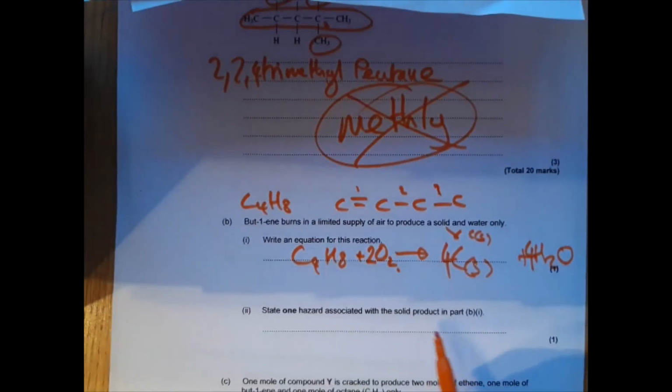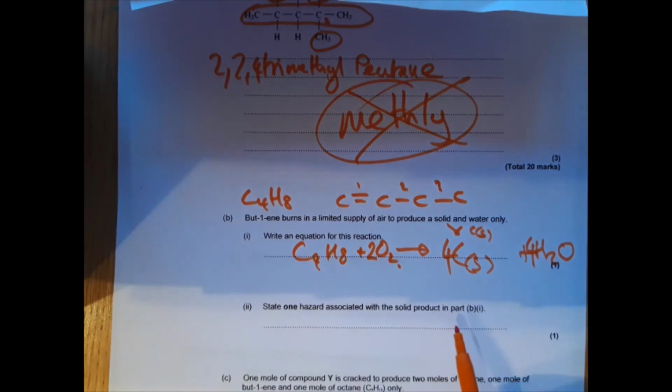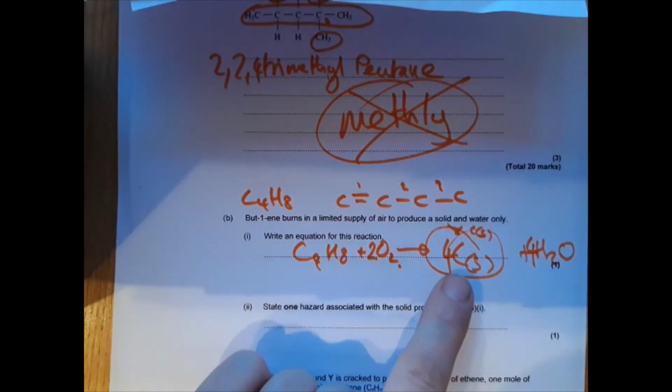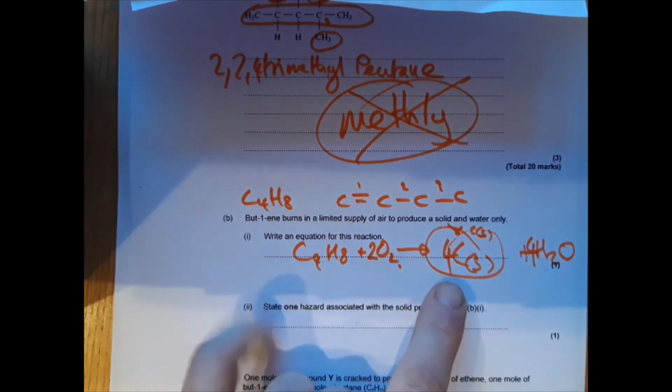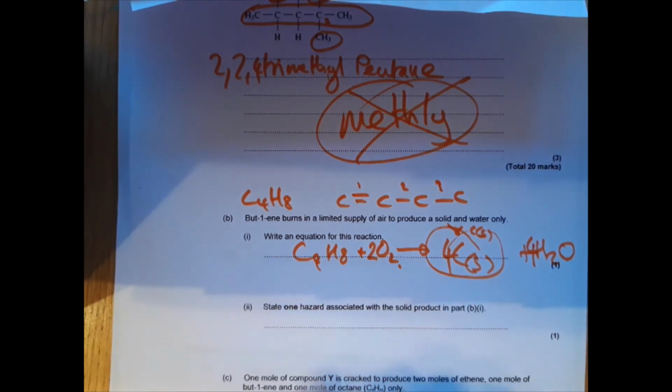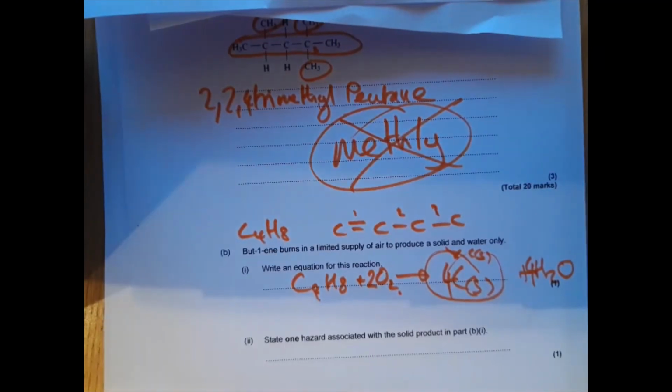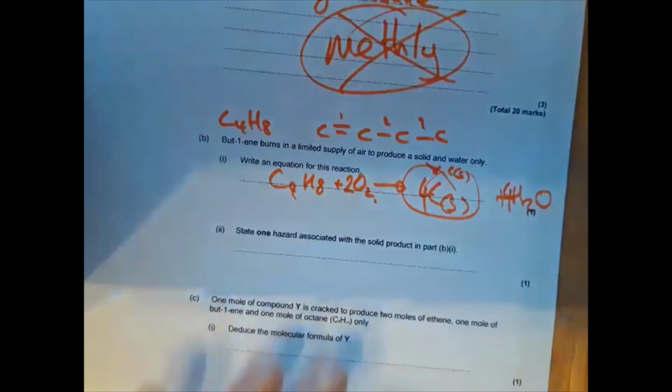One hazard with the solid product in part B. Alright, soot. It's bad for your breathing, so it makes breathing problems. Bad if you've got asthma, damages your lungs, all that stuff. Alright, don't breathe in soot.